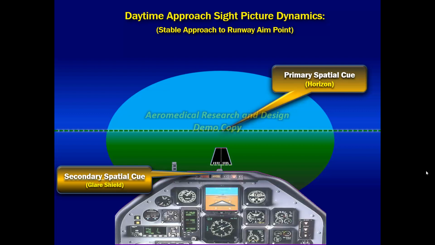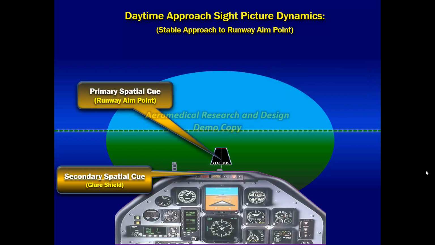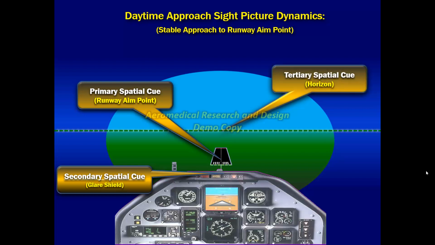With daylight VMC landing approaches, images of the horizon and the peripherally viewed glare shield provide primary and secondary cues during initial airfield lineups. However, once the approach is stabilized, the runway landing point becomes the foveal aim point, which then makes it the primary spatial cue. In this case, the horizon does continue to serve as an important spatial reference during VMC approaches. However, when the center foveal position shifts to the runway aim point, the off-foveal horizon becomes what is known as a tertiary rather than a primary spatial cue.